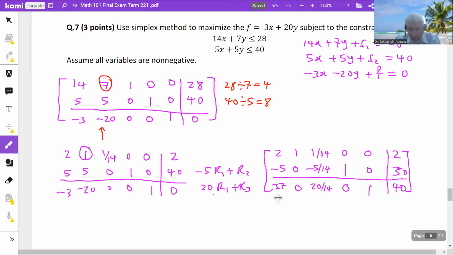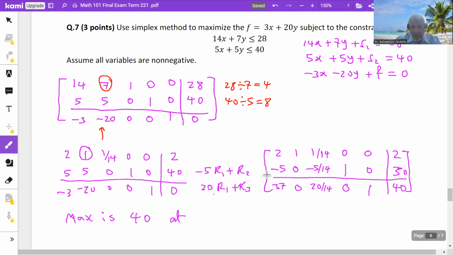Is this a final tableau? This is a simplex tableau now. The answer is yes, because I don't have any negative number here in the last row. So that's it. That's the answer. I can say that the maximum value of F is 40.